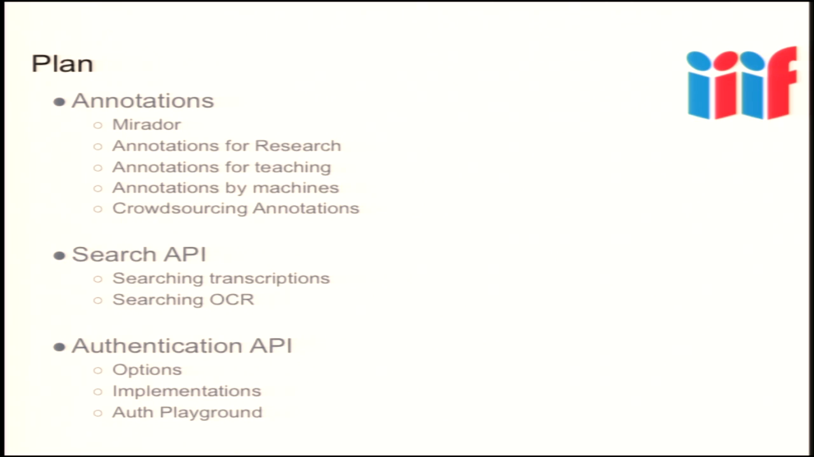And then I'm going to talk about the Search API, which is an API to allow you to discover these annotations once you've created them. They can also be for searching OCR, and I'll give an example of that. And then I'm going to have a quick look at the Authentication API, which you've heard a bit about this morning, and give you some examples of people that are using them.